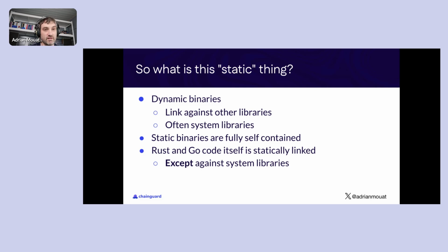Rust and Go code itself is statically linked. So if you compile a Rust program, it is actually statically linked sort of within itself, except for the system libraries, and I think possibly for external libraries. Oh, sorry, foreign libraries. I'm not sure how that works.